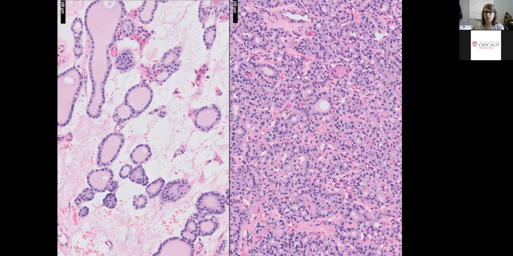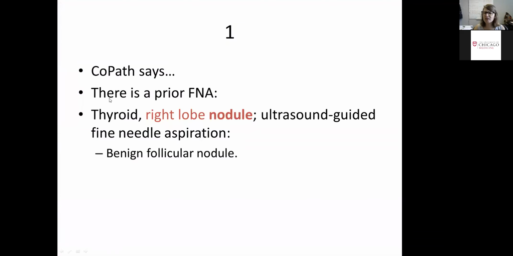And then we'll go through how I would have approached this. Think about it. When I saw that there was a discrepancy between the gross description, multiple fluid-filled nodules, the gross photograph that I saw, and the histology, which wasn't really multiple, every single section looked like that, right? A large arc with microfollicles in the center. So I went back to COPATH and I said, oh, there actually is a prior FNA of that right lobe nodule. Ultrasound-guided FNA diagnosis was benign follicular nodule.